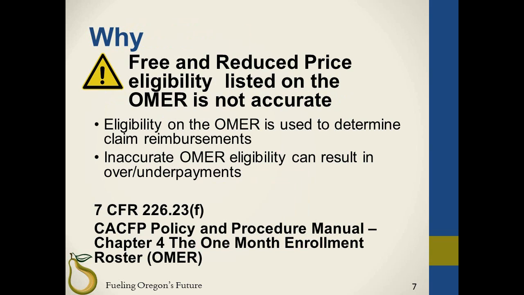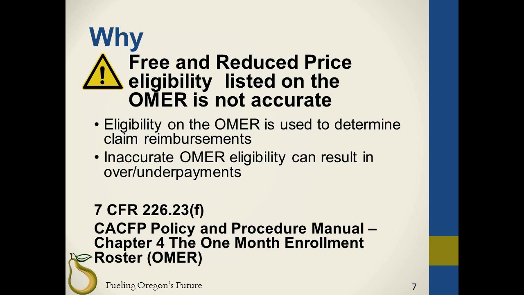Situation 2 is a finding because the sponsor made errors in accurately transferring the eligibility status of the participants on the OMER. Not having an accurate free and reduced price eligibility for participants listed on the OMER is a finding because the eligibility on the OMER is used to determine claim reimbursements based on a percentage reimbursement system. Having inaccurate OMER eligibility percentages can result in over or under payments. Therefore, having a current and accurately approved CIS form on file for each participant identified as free or reduced price is essential. Additionally, it is important that the sponsor accurately reports the correct eligibility of each participant on the OMER.